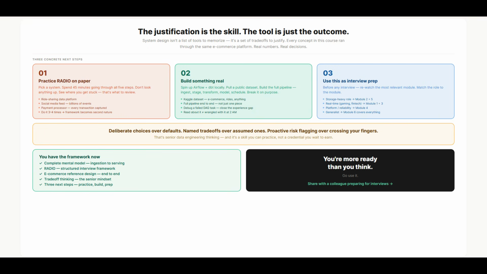That's it. Deliberate choices over defaults, named trade-offs over assumed ones, proactive risk flagging over crossing your fingers. That's senior data engineering thinking, and it's a skill you can practice, not a credential you wait to earn. You have the framework now, go use it.